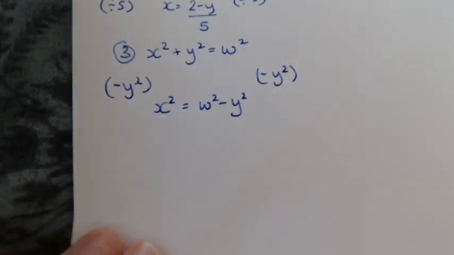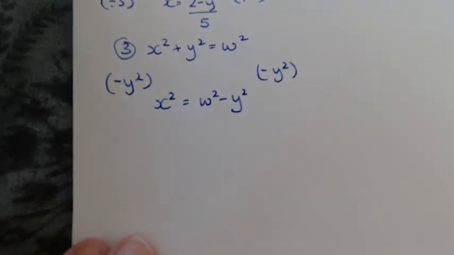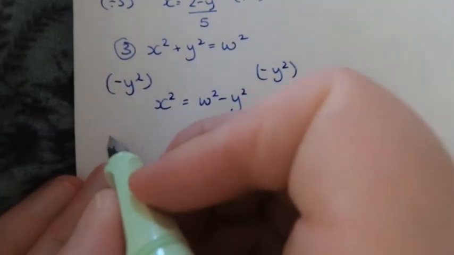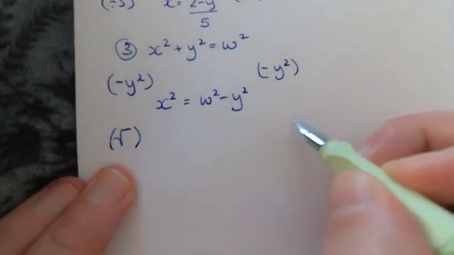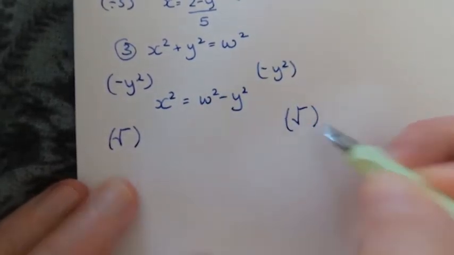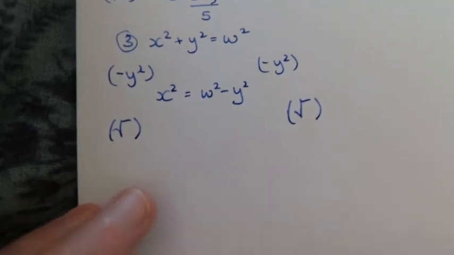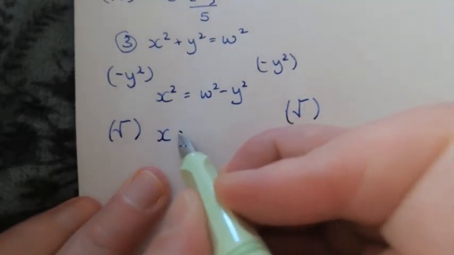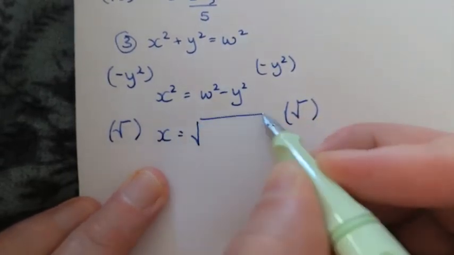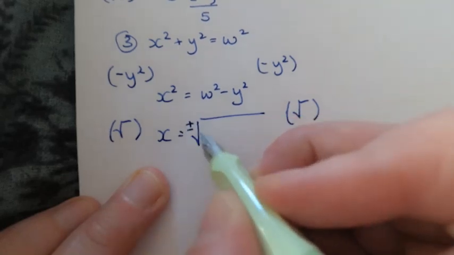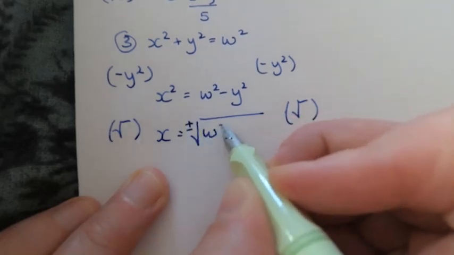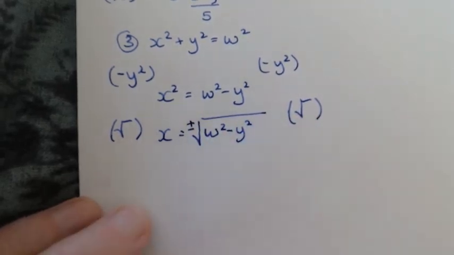Now I don't want x squared, I want x, so I have to do the opposite of squaring, which is going to be square rooting. Be very careful now, when we square root, you get 2 solutions, not 1. So x is going to be equal to plus or minus the square root of w squared minus y squared.